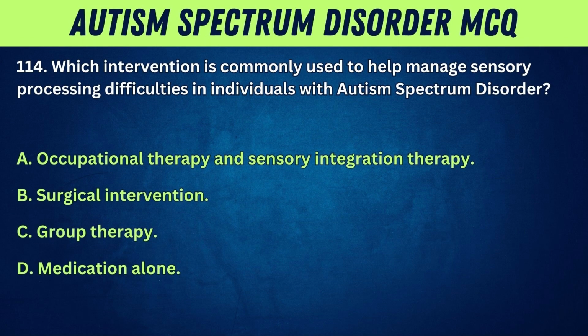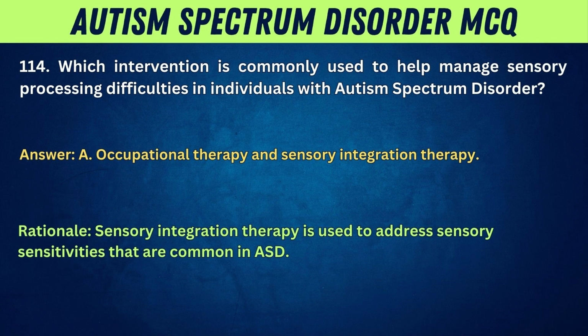114. Which intervention is commonly used to help manage sensory processing difficulties in individuals with autism spectrum disorder? A. Occupational therapy and sensory integration therapy. B. Surgical intervention. C. Group therapy. D. Medication alone. Answer: A. Occupational therapy and sensory integration therapy. Rationale: sensory integration therapy is used to address sensory sensitivities that are common in ASD.